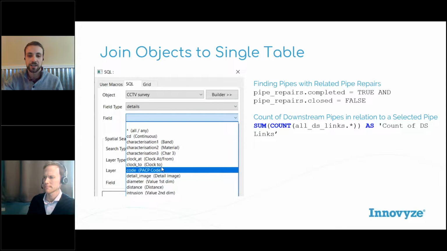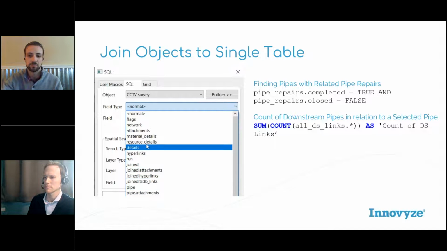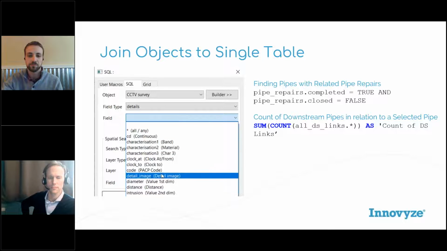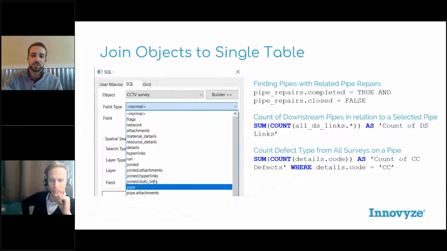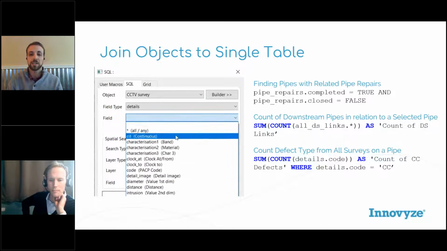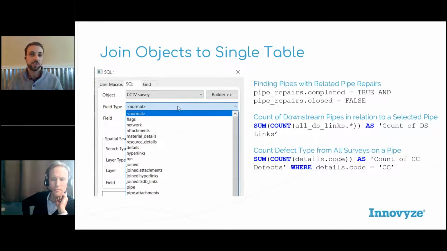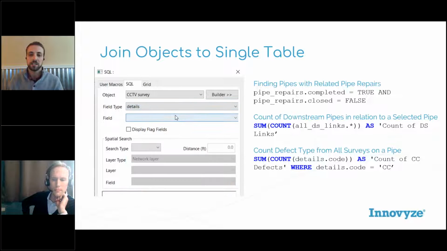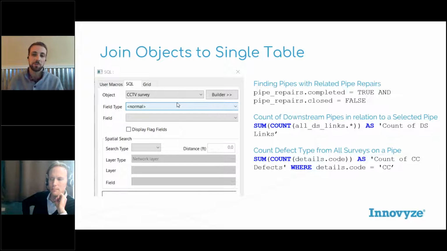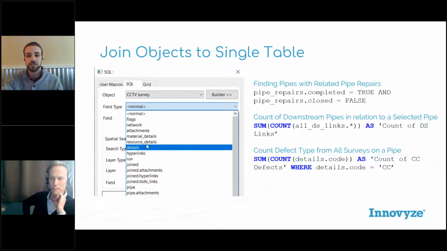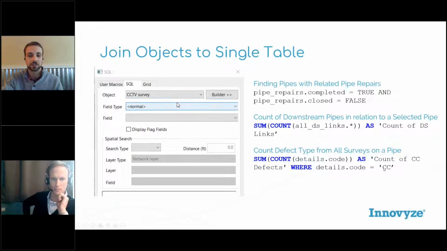And then finally, like the example is showing there, we can do things like, okay, we've got our pipes selected. Let's count from all the CCTV surveys. Maybe there's been 4 CCTV surveys done on that particular pipe. Let's count the number of defects from all of those CCTV surveys, roll them up to that particular pipe, or maybe count a specific type of survey. So here we added a where clause where that type of defect is CC defect, cracked circumferential.